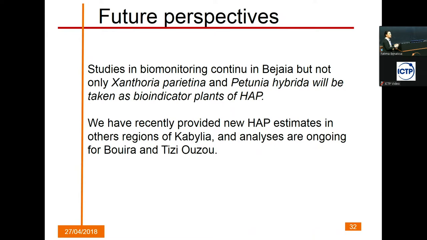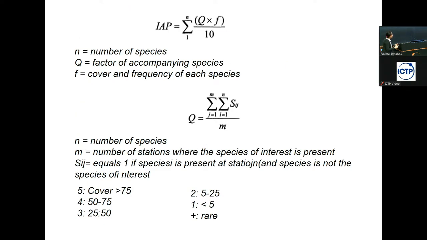Last night we saw an index of atmospheric purity. I prepared for you an exercise on how to calculate it. Dorothy will send you an Excel sheet. I give you this formula, and then we try together to calculate this index.